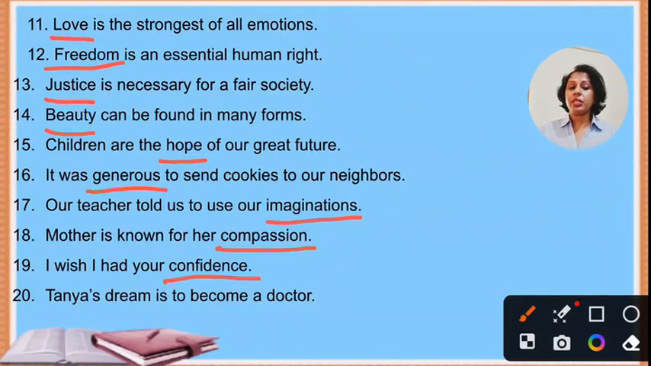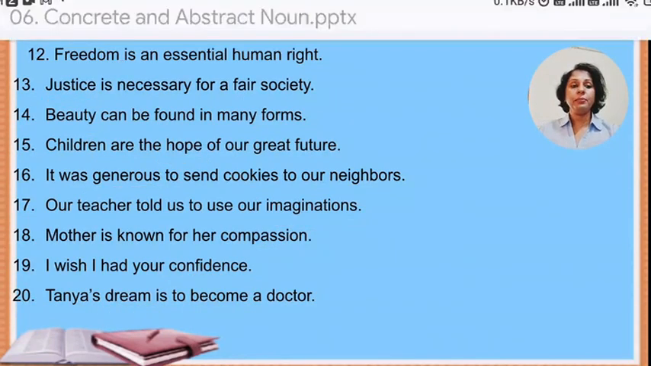Tanya's dream is to become a doctor. The word dream is an abstract noun. I hope you all got everything correct. Great. Let's move on.